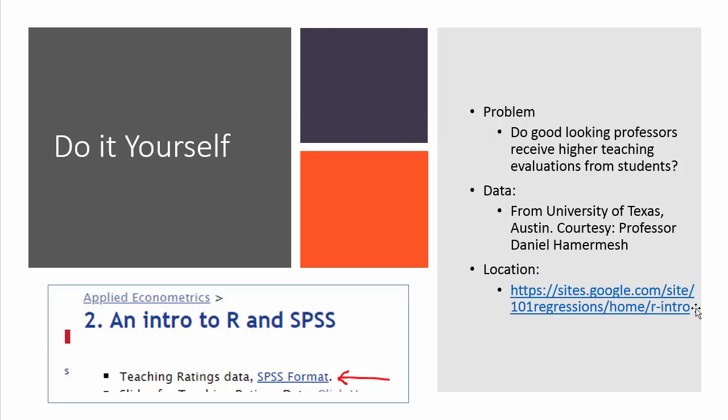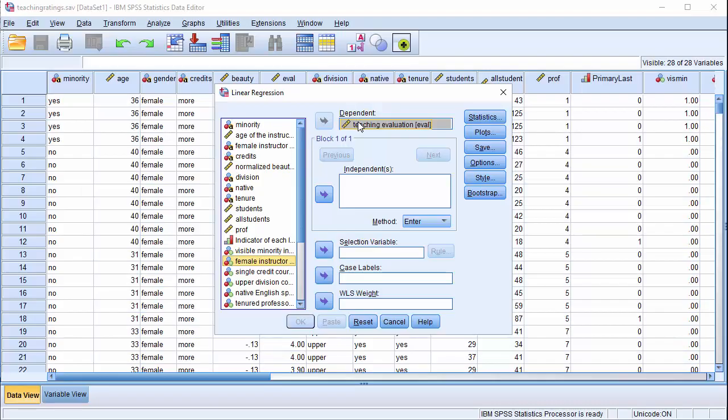sites.google.com/site/101regressions/home/r-intro. When you get to this long URL, and I apologize for the long URL, you will see this web page, and there will be teaching rating data in SPSS format. If you click on it, you can download the data set. And then let's work through it in SPSS to see how it really happens.